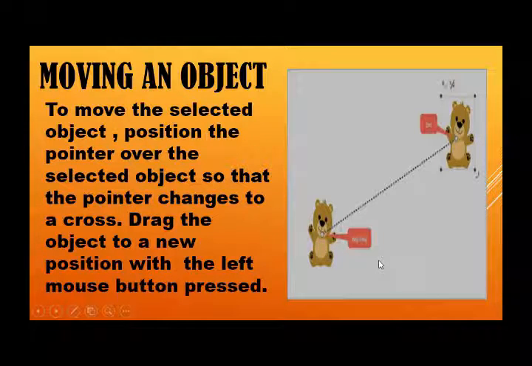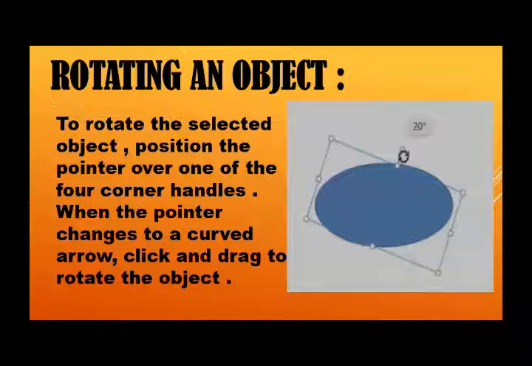Now, moving on to the next one, rotating an object. Rotating an object means, how can we rotate an object? To rotate the selected object, position the pointer over one of the four corner handles. When the pointer changes to a curved arrow, click and drag to rotate the object.